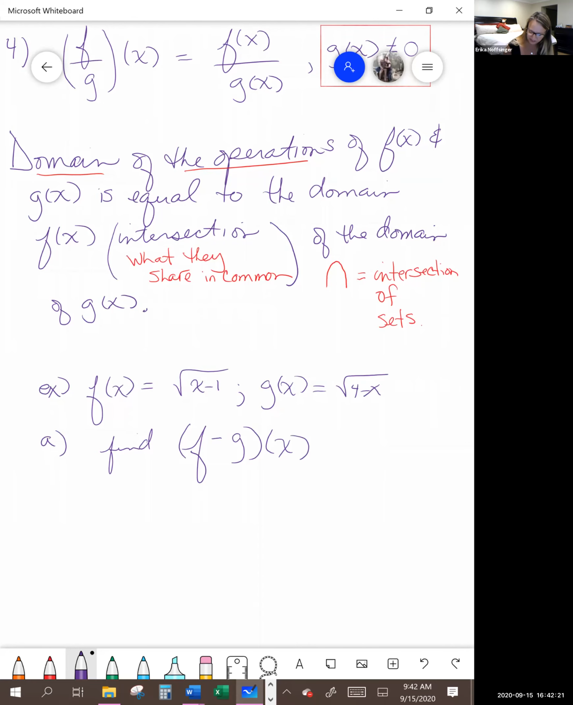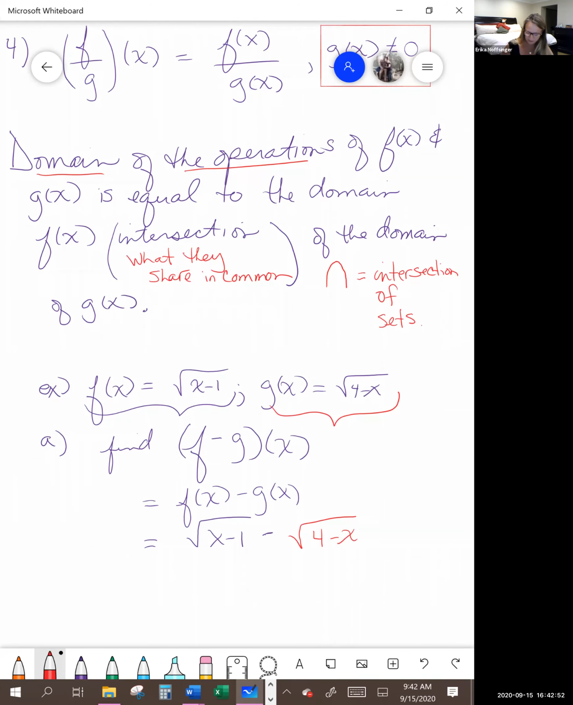All this is telling me to do is f of x function minus my g of x function. My f of x function is the square root of x minus 1, minus my g of x function, which is the square root of 4 minus x. In order to combine radicals, there would have to be the exact same thing underneath the radical, and there isn't, and I can't manipulate it to do so, so that's as far as you can take it.